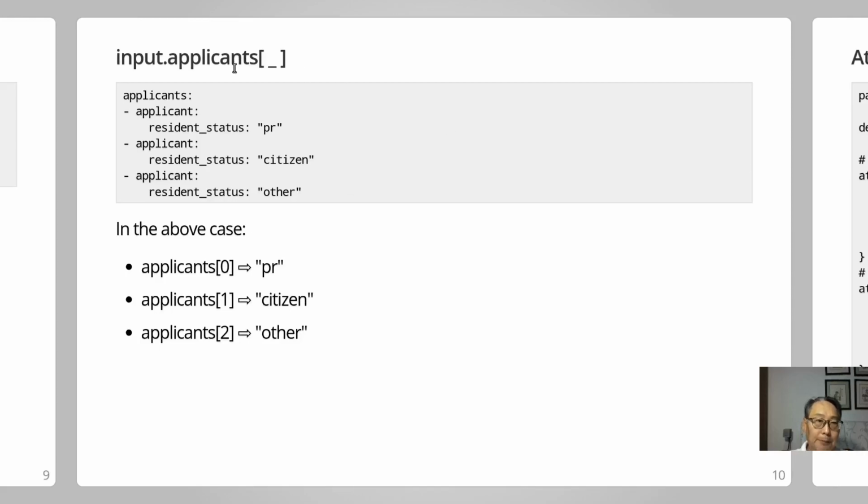So the input applicants in this case, the first or the 0th applicant is a PR, the first applicant is a citizen, the second applicant is other.